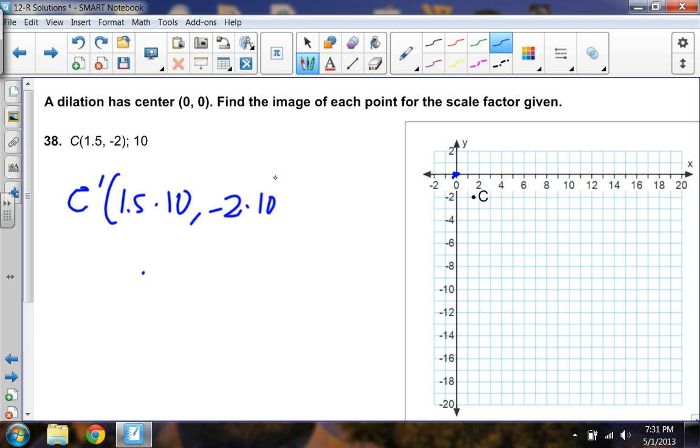Now I have hiccups. So this is not going to be fun. Okay, so C prime is at 15 and negative 20. Hiccups, sniffles, and this is just impossible. So it's at 15, negative 20. Let's go over 15 and down 20, and there's C prime.